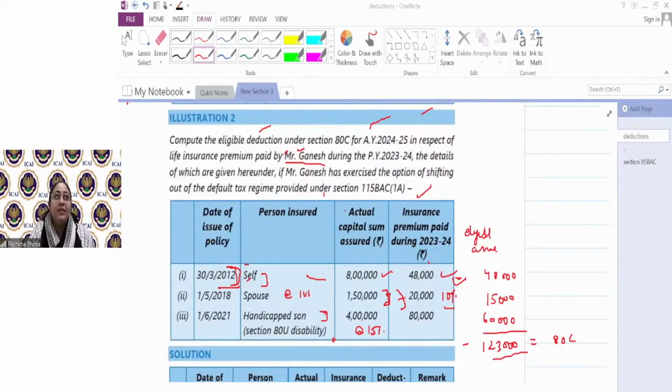But suppose a handicapped person has taken the policy between 1st April 2012 and 31st March 2013, then he would get only 10%. Okay. So you have to see the category of person also.